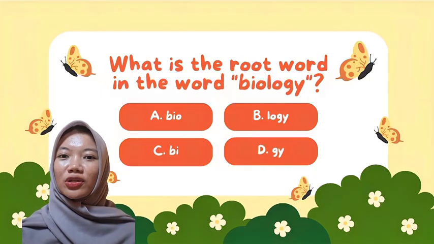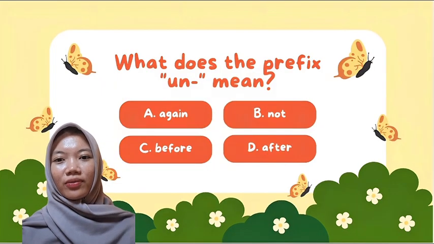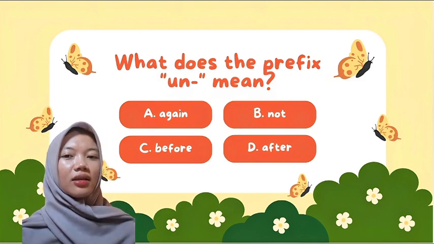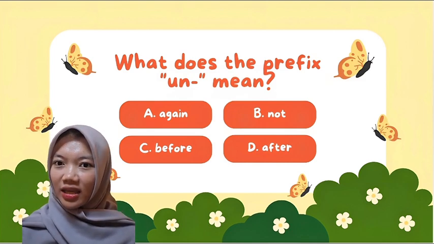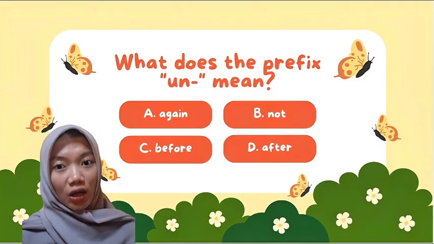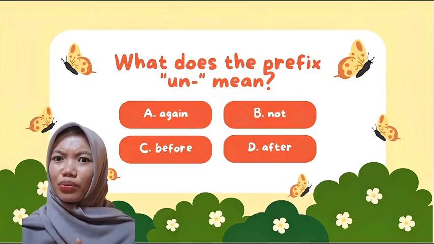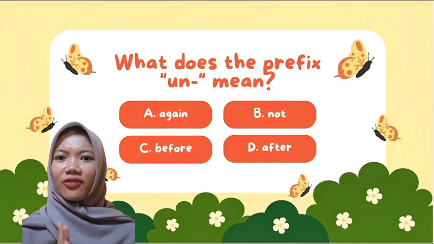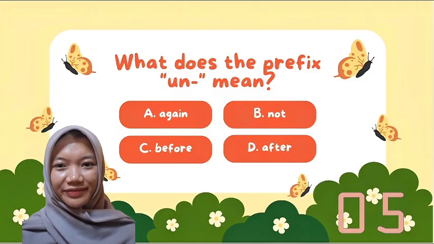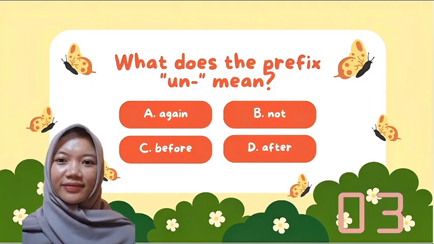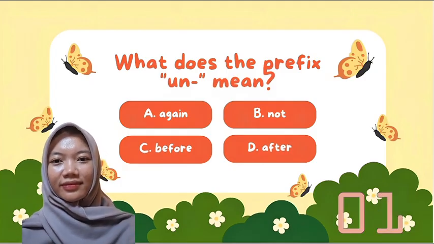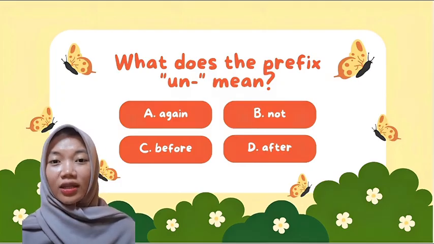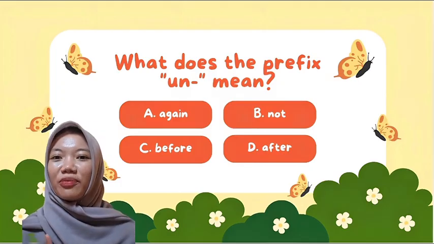Let's move on to question number 2. What does the prefix "an" mean? A. Again, B. Not, C. Before, D. After. Take 5 seconds to think. The correct answer is B. Not. Good job if you answered B.